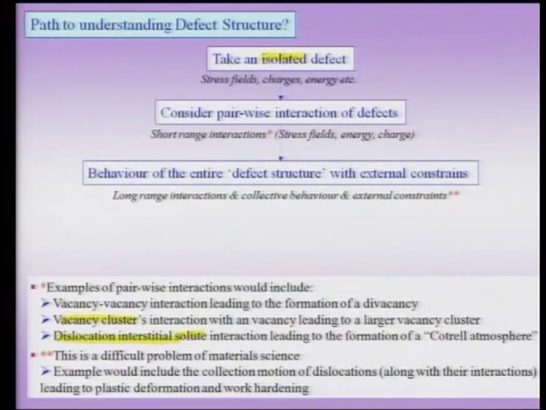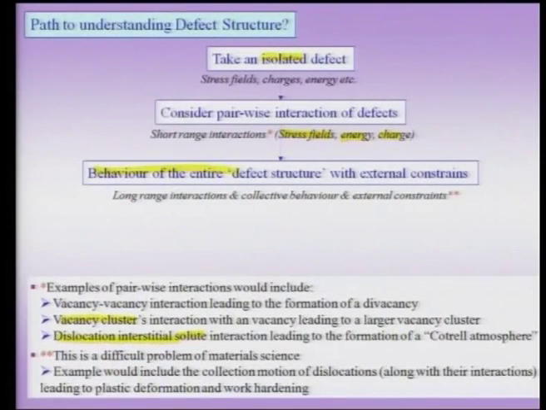Then when I am talking about this pairwise interaction, again I obviously worry about the stress fields, energy and charge, etc. And then once I am done with this task, I can proceed to a larger global picture wherein I am talking about the behavior of an entire defect structure with external constraints. That means I have to worry about, for instance, when I am applying stress on a material, how this stress can affect the motion of a single dislocation.